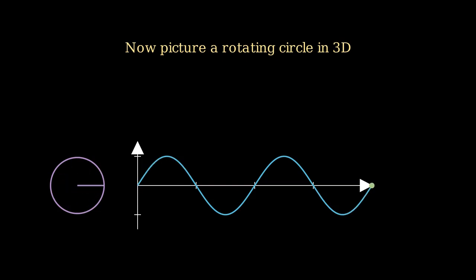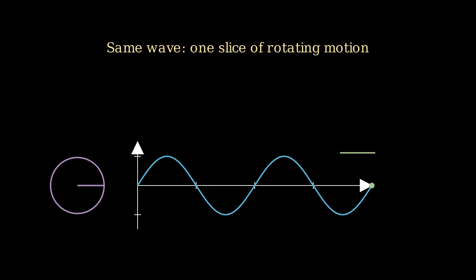This shows that the single wave, r sine of x plus alpha, is really just one flat slice of a smooth rotating motion in 3 dimensions.